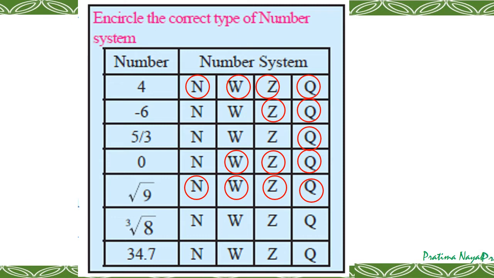Next is √4. √4 is 2. So 2 is also a natural number, whole number, integer, and rational number. Now 34.7. Is it a natural number? Is it a whole number? Is it an integer? No, it is only a rational number.